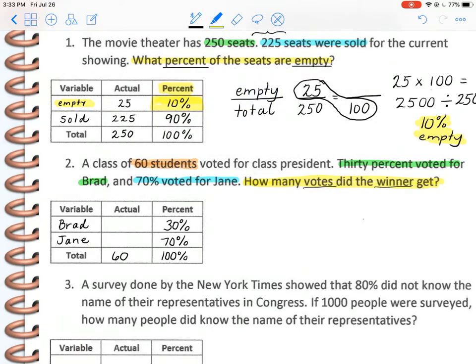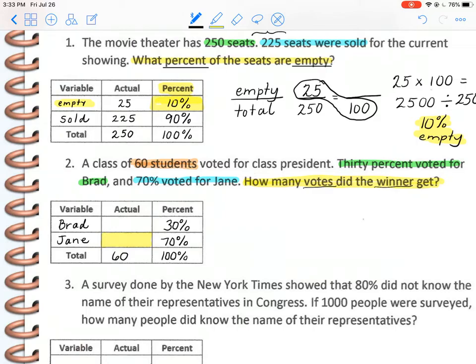The question is, how many votes did the winner get? So we'll find that in just a second. Actually, we have to find it right now. Who is the winner? If Brad got 30 and Jane got 70%, who is the winner? Well, it would be Jane. And we want to know the actual number of votes that Jane, the winner, got. So this highlighted cell is the answer that I'm looking for.